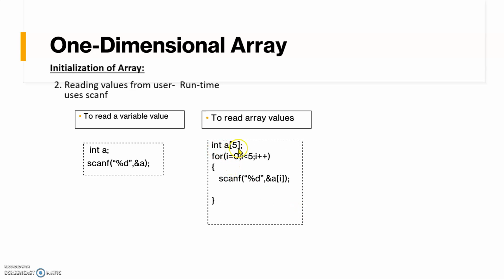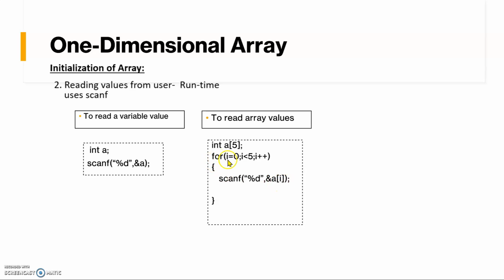So what we are doing, we are declaring a variable called int a of 5, and this variable is an array now, which is capable of holding 5 values. Now we are using our iterative statement for, and this loop will be repeated 5 times and this indexing will be used here, a of i.